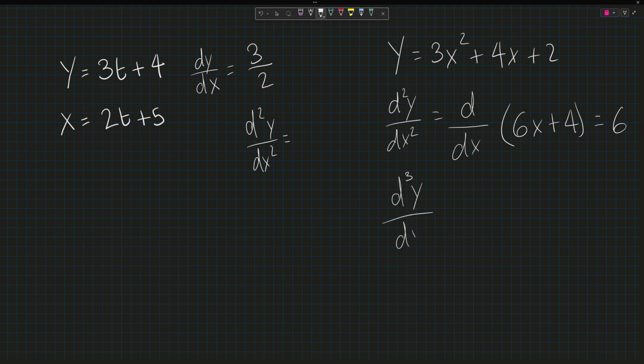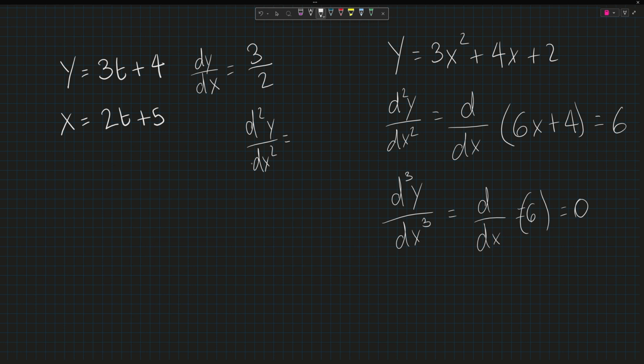d3y over dx to the third, and then we would just take the derivative of that, of 6, which would be 0. And eventually, when you just have equations like these, as you keep on taking the derivatives, it's eventually going to lead to 0, which you can understand from here. But that's something we'll talk about later. But here, you can see that this exponent will change every time you take the derivative. You'll just add by 1.